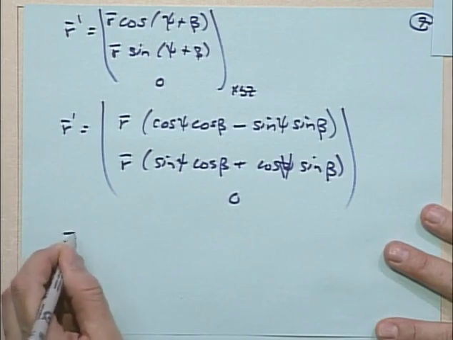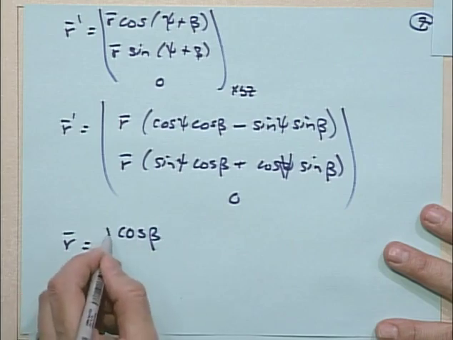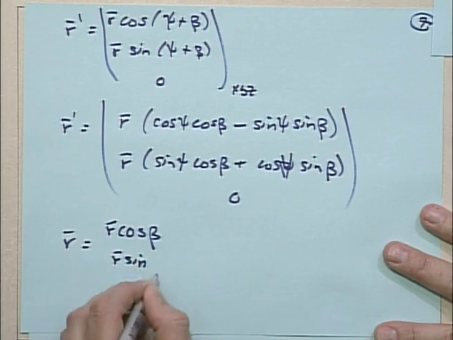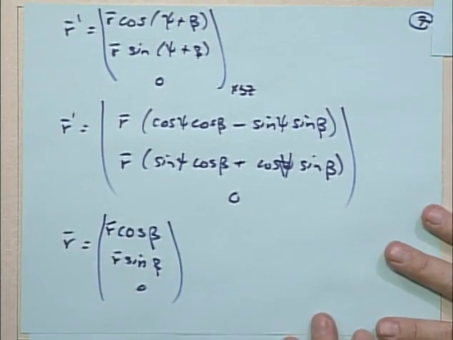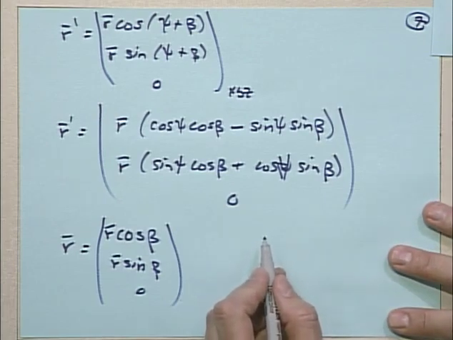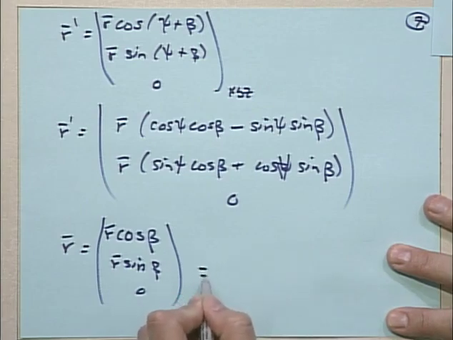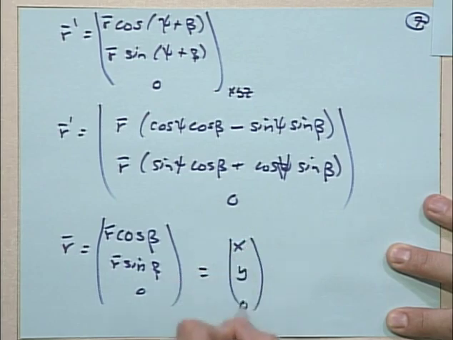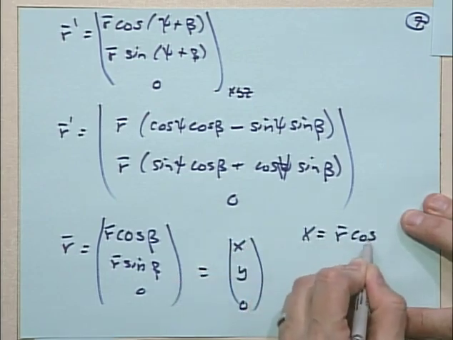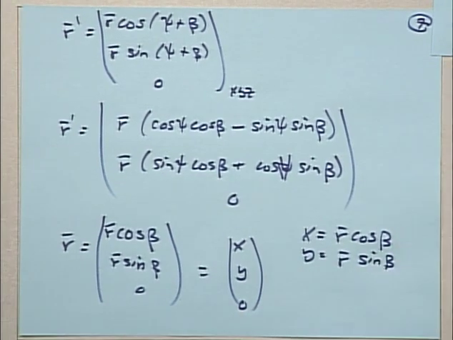I've got R bar is equal to R bar cos beta, R bar sine beta, 0. And I'm going to subtract them. But I want to write this a little bit differently because I want to go back to using the notation where, looking back onto this plot, x is equal to r cos beta, and y is equal to r bar sine beta. I want these in there because I'm eventually going to be taking derivatives with respect to x and y.